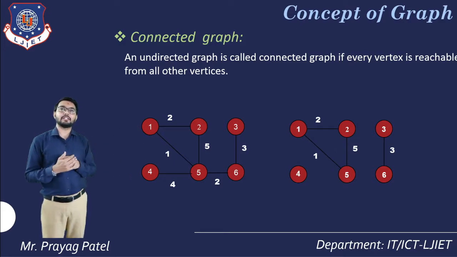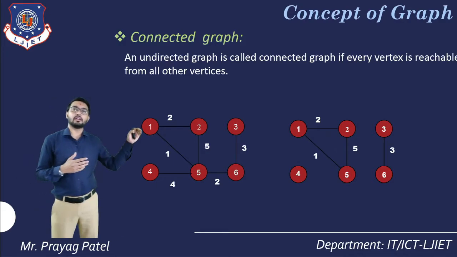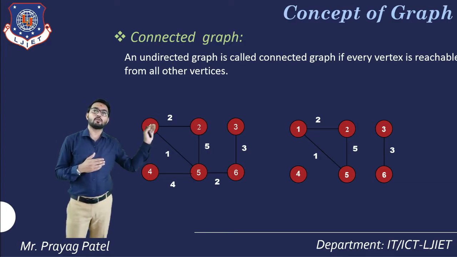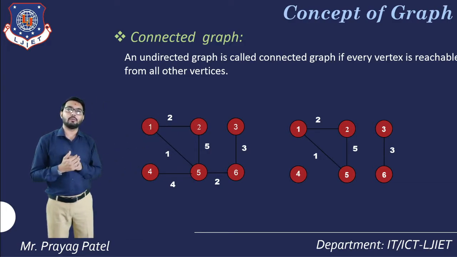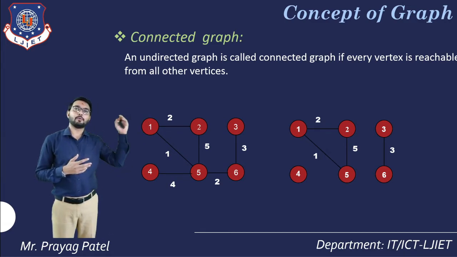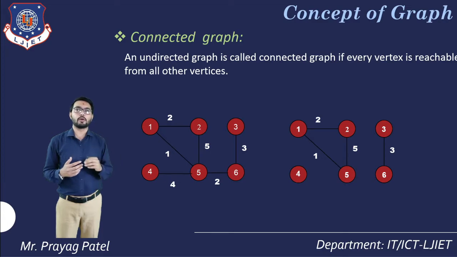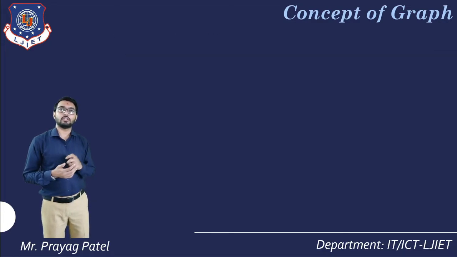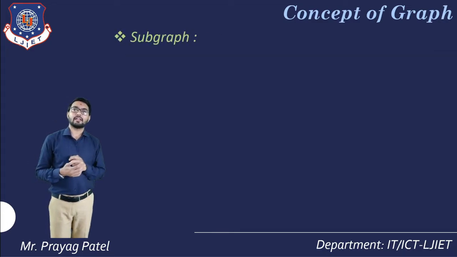The second graph is considered disconnected because if you want to move from node 1 to node 6, then no path is available. If you want to move from node 1 to node 3, then no path is available. If you move from node 1 to node 4, then no path is available. So this is called a connected and disconnected graph.